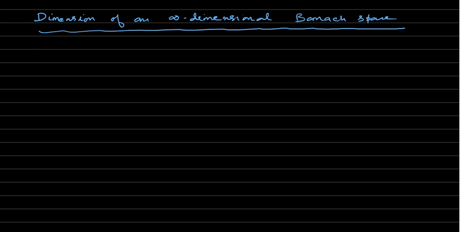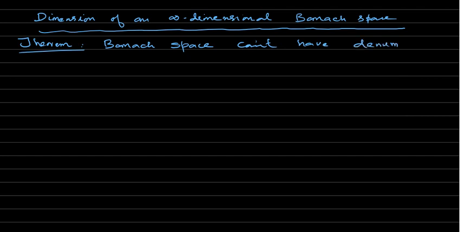So let us state this theorem here. A Banach space cannot have denumerable bases. Denumerable means countably infinite. Okay, denumerable bases.